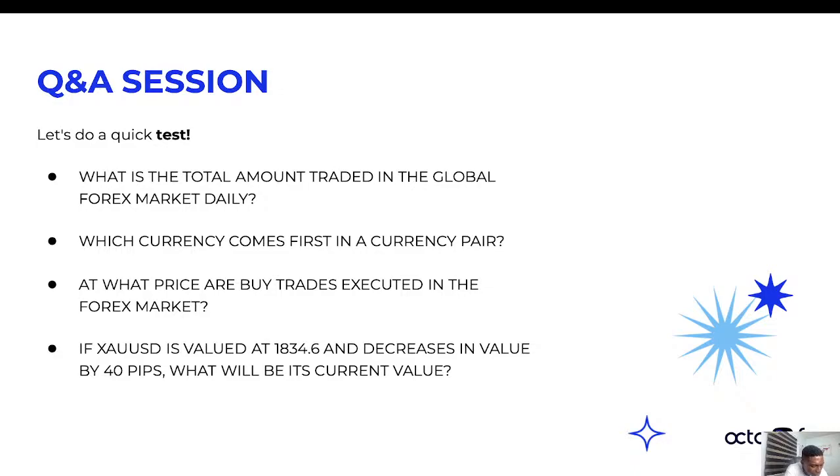Someone said 7 trillion. That was close. Who has been following? What is the total amount traded in the global forex market daily? We are giving you a certificate for this, so we need you to be up on your game. Yes, someone finally got it. 7.5 trillion dollars being traded daily in the market.